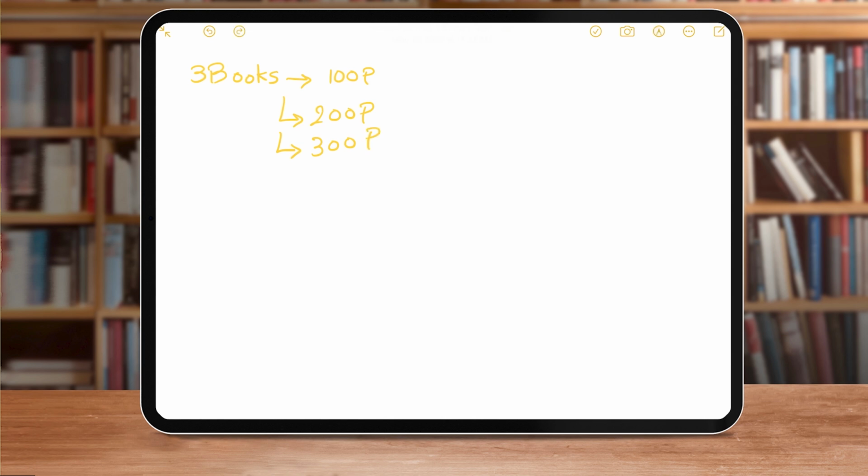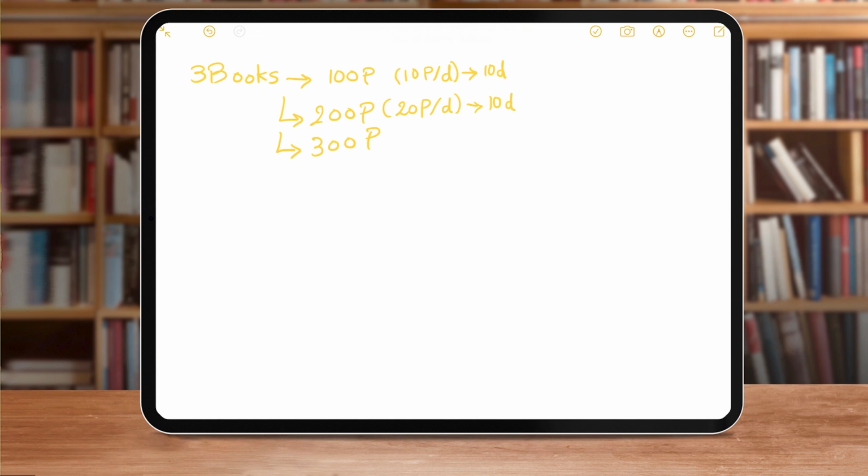Let's assume your speed of studying for the first book is around 10 pages per day. That means you can finish the first book in 10 days. Let's assume that your speed for the second book is around 20 pages a day, which means you can finish the second book in around 10 days as well. Because sometimes books differ in their complexity, in the amount of time required per page. That's why your speed might be different per book.